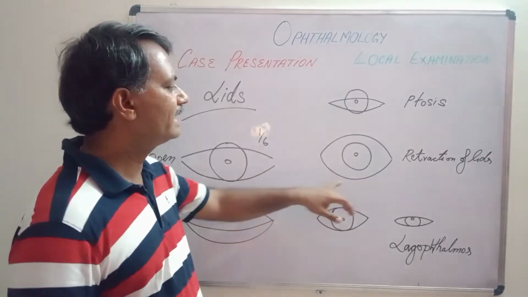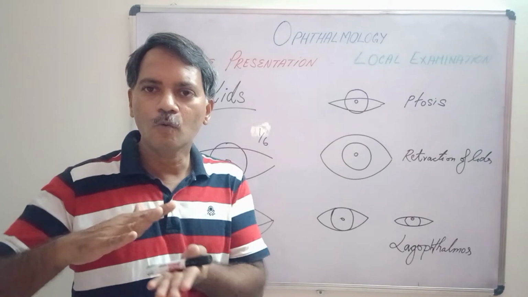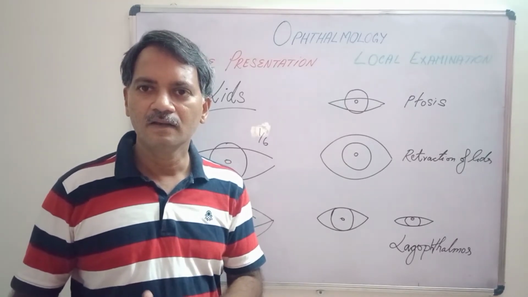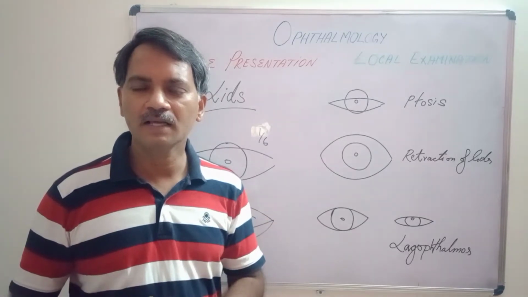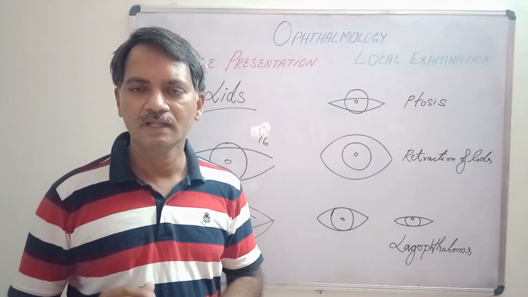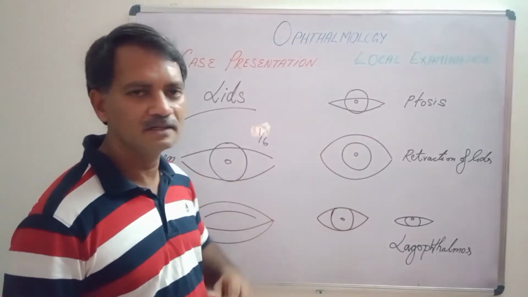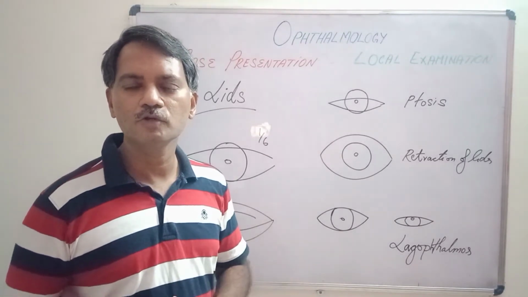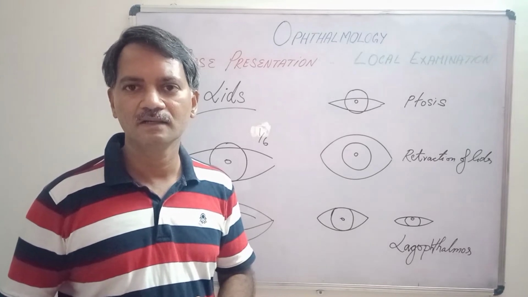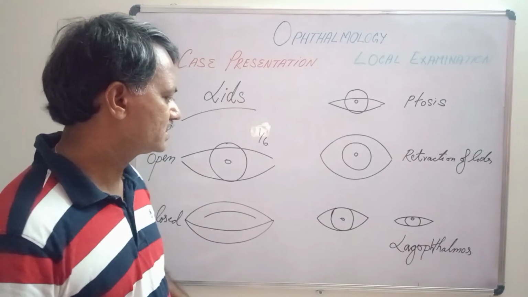Next we go to the retraction of the lids. The lids are open widely, just like a demon or a Ravana in the Ramayana serial. The sclera will be seen. So this is called as retraction of the eyelids. This may be due to spasm of the muscles or due to some contraction of the skin. So these are some of the examples.